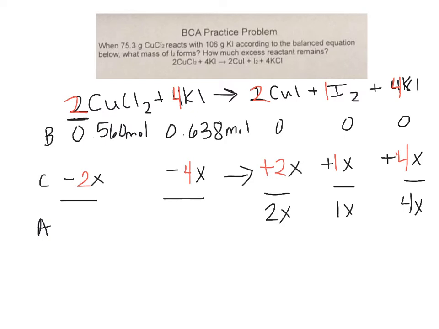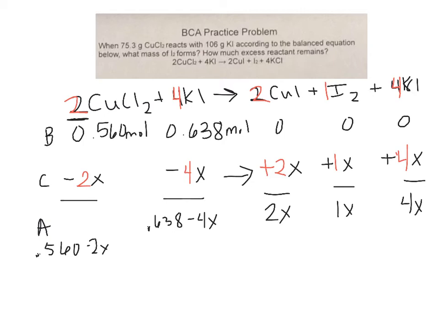Now things get more complicated on the left side. My vertical math problem is going to have the copper 2 chloride be 0.560 minus 2x. And then my potassium iodide is going to be 0.638, and I'm subtracting 4x. Now this row that I have an A next to is the after row. So these are all the things I'm going to have after.